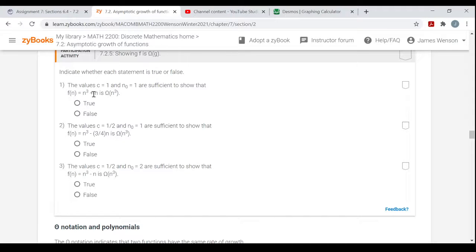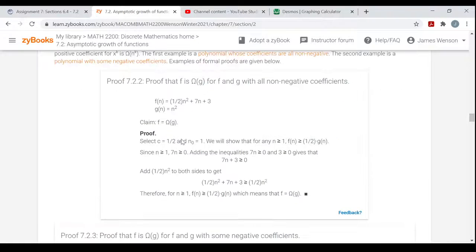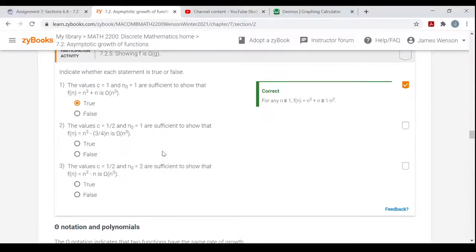Yes, those are all positive coefficients, so yeah, I can have c be just the lead coefficient and n0 be 1. Yes, this is true. This one has negative coefficients, so the absolute value of all the negative coefficients added up is just 3/4. And 2 times that, divided by the lead coefficient. So 2 times 3/4 is 3 halves divided by 1, and then the largest of 1 and 3 halves is 3 halves. So this wouldn't be enough.